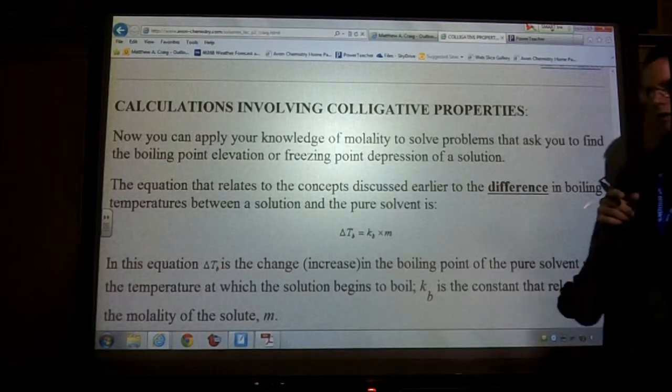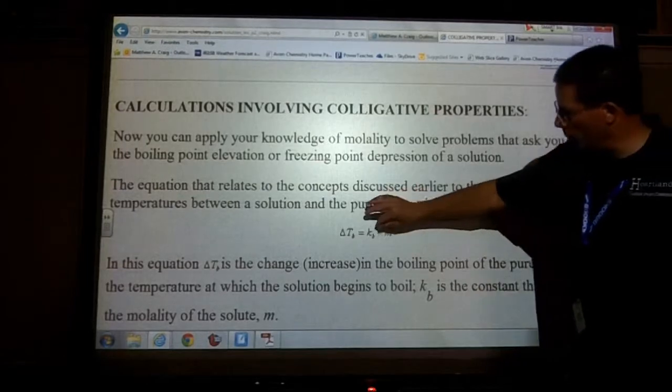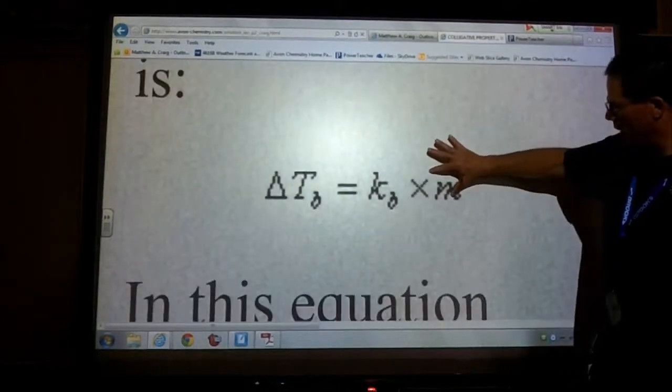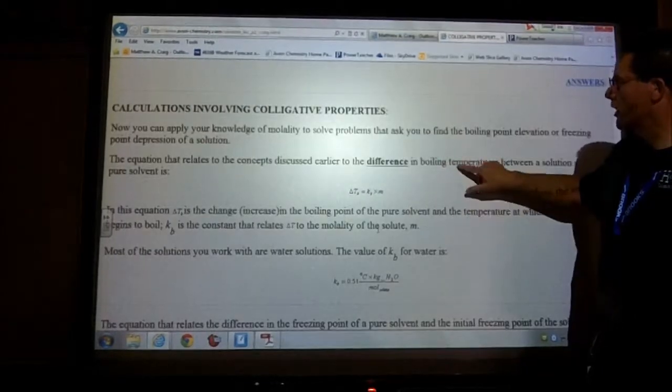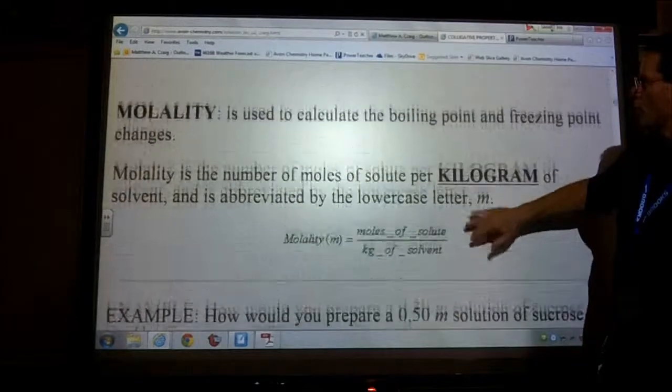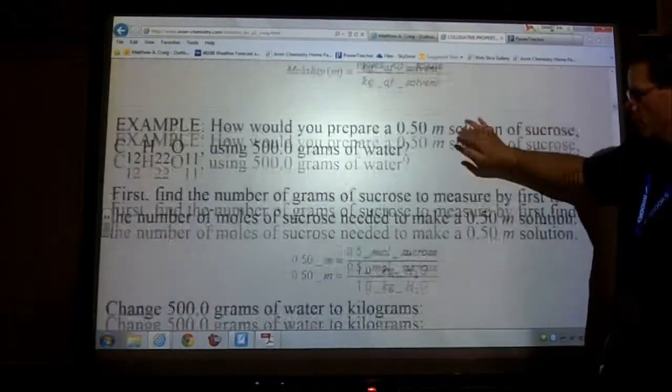You will be given 2 equations, and you'll also be given 2 constants. See if I can blow this up a little bit. Oh, isn't that good looking? Let's see here. Let me actually write out this formula for you.